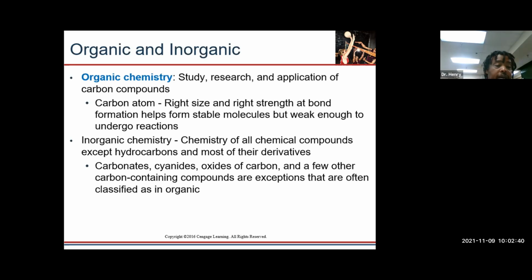Now, we're going to be talking about some of the definitions in terms of organic chemistry. That term organic, we're often misguided because the news media has kind of redefined what organic means. When we talk about organic chemistry, we're basically talking about the study, the research, and the application of carbon compounds. Okay.